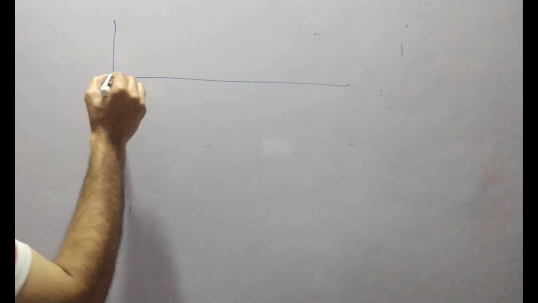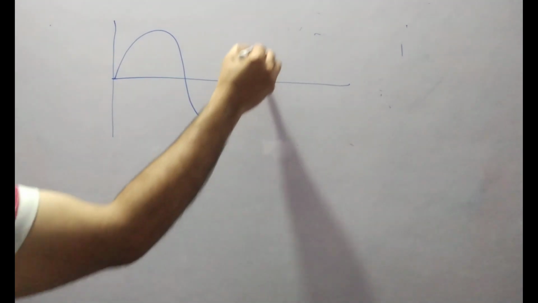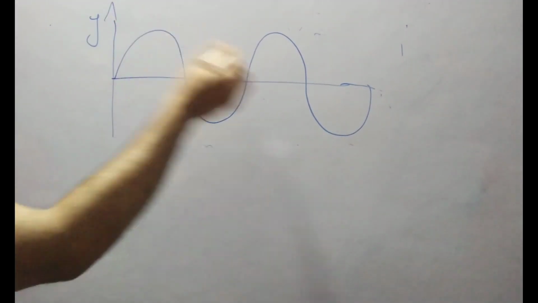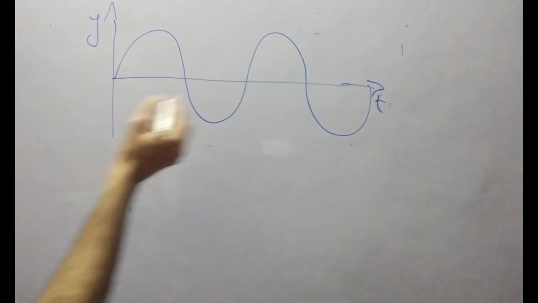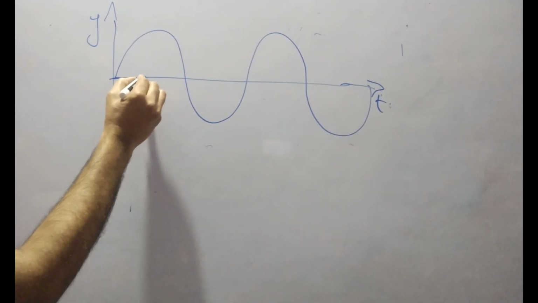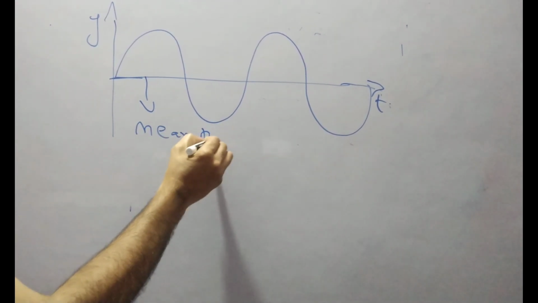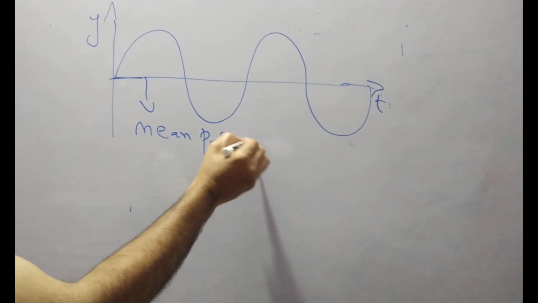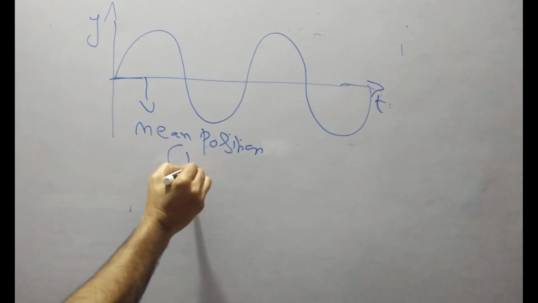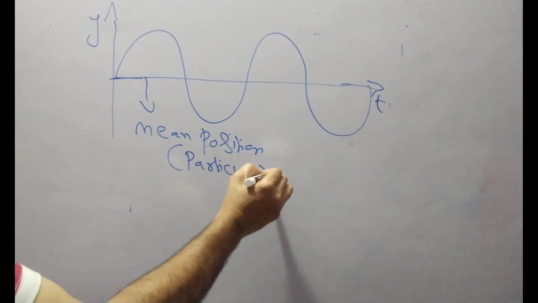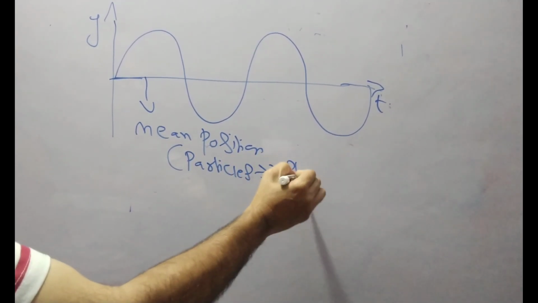So what is amplitude? If you take this curve, this is the standard form of the curve. This is displacement and this is time. This line is known as mean position. It means the particles are at rest here. Particles at rest is the mean position.